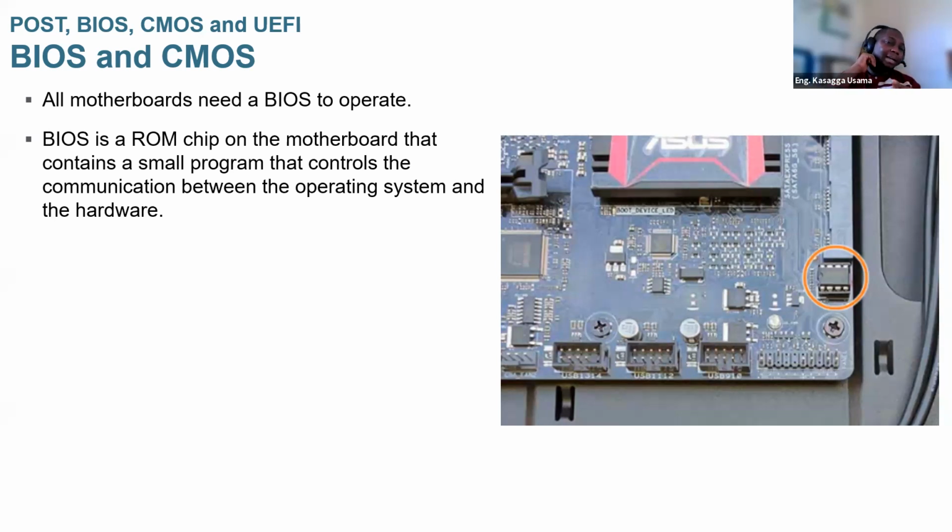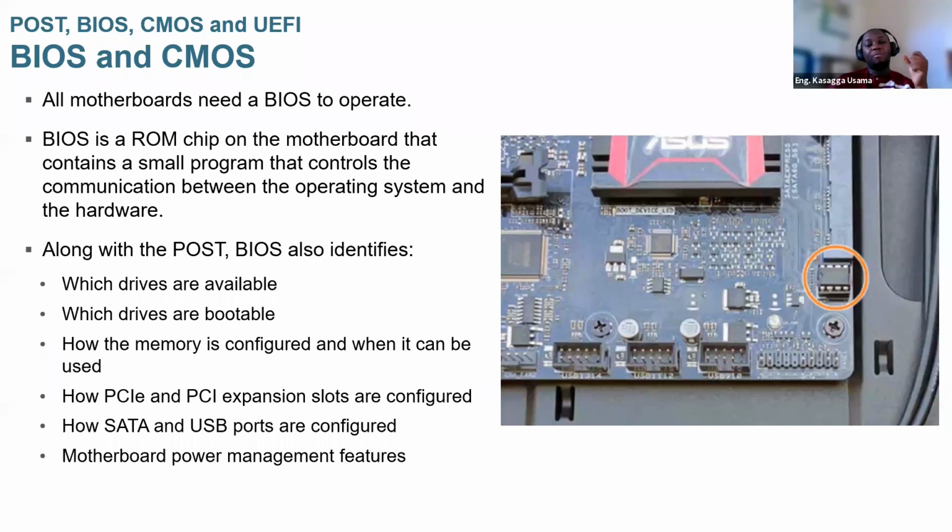Okay, so as you can see, the BIOS is a RAM chip on the motherboard that contains small programs that control the communication between the operating system and the hardware. That BIOS is very important. Whenever you have problems with your time, where you come to your machine and find the time has changed automatically, what is making it change is the BIOS. So along with the POST, the BIOS identifies the following items that you see.